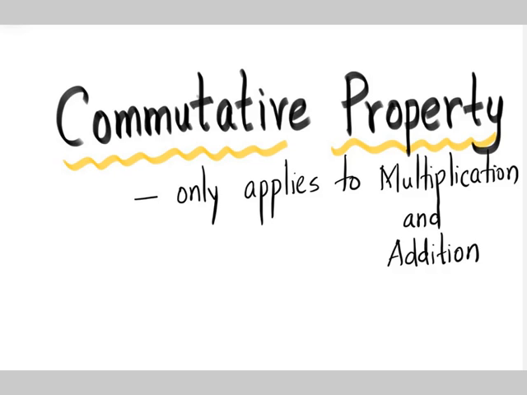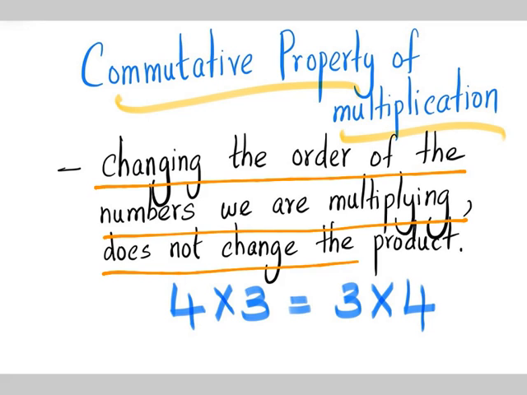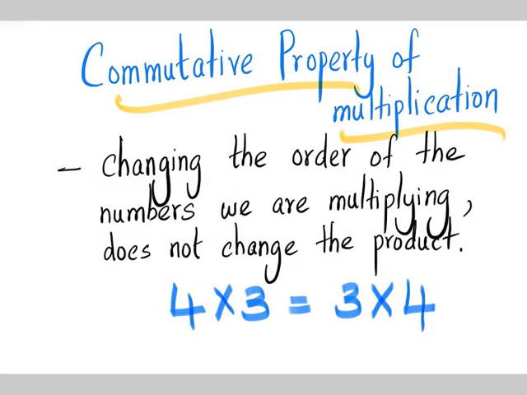Commutative property. Commutative property applies only to multiplication and addition. Commutative property of multiplication means even if we change the order of numbers that we are multiplying, it will not change the product. So, changing the order of the numbers we are multiplying does not change the product. For example, 4 times 3 is equal to 3 times 4.